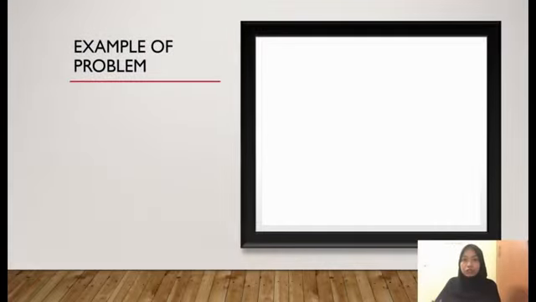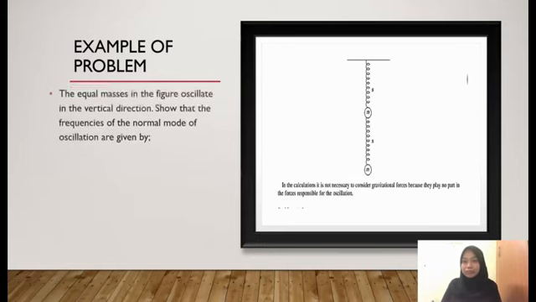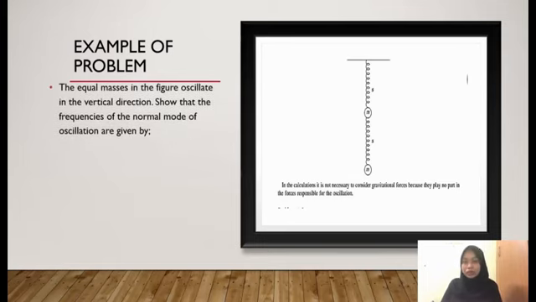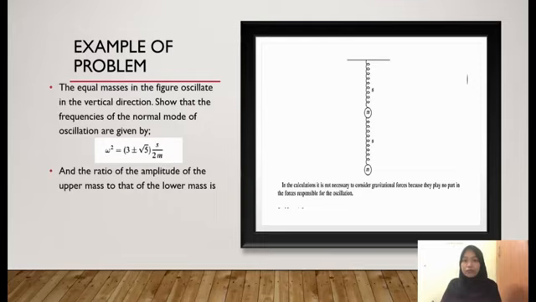So we proceed to the example of the problem related to the third subtopic in this chapter. In this problem, there are two springs hanging from each other with two equal masses. The equal masses in the figure oscillate in the vertical direction. The question is, show that the frequencies of the normal modes of oscillation are given by omega squared equals (3 plus or minus the square root of 5) times s over 2m.